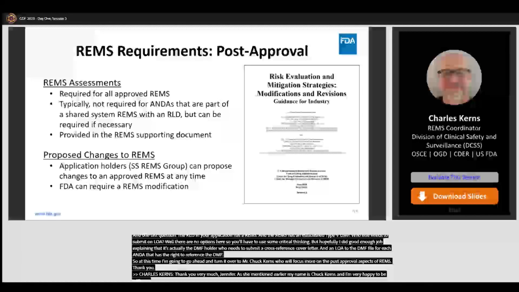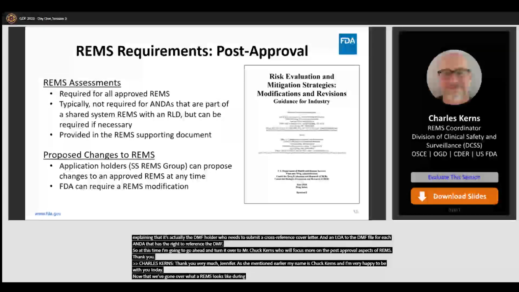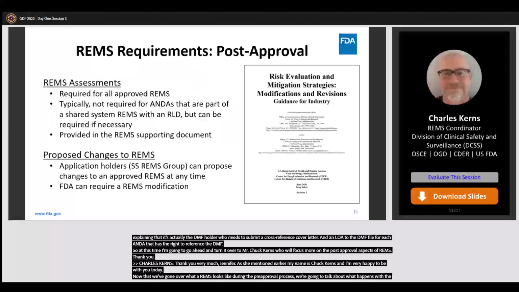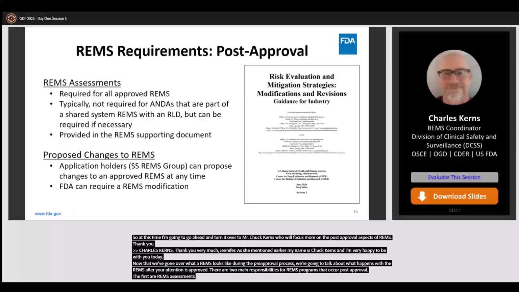Now that we've gone over what a REMS looks like during the pre-approval process, we're going to talk about what happens with the REMS after your application is approved. There are two main responsibilities for REMS programs that occur post-approval. The first are REMS assessments, and the second involves changes that are made to the REMS.